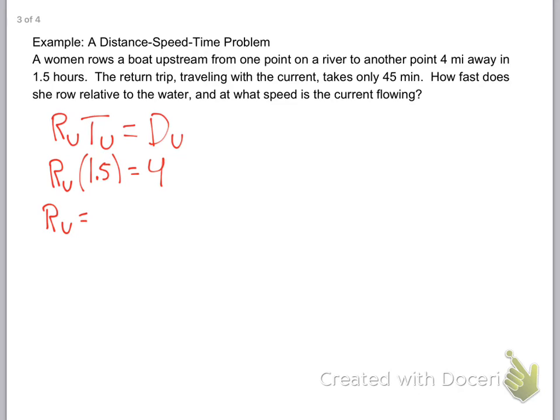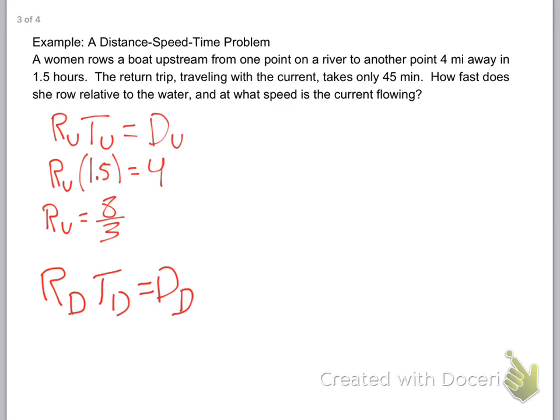My rate going up is 4 divided by 1.5. You're right. Or 8/3. Are we okay with that? Yeah, sure. Okay. Can we do the exact same thing with rate down, time down equals distance down?